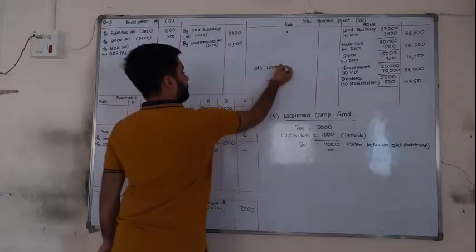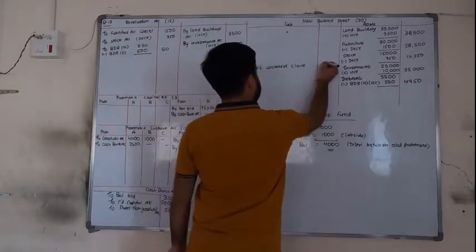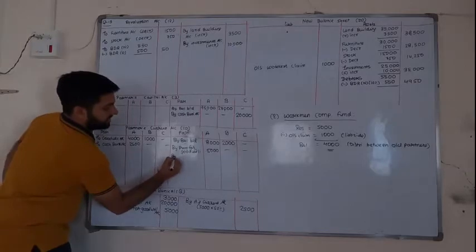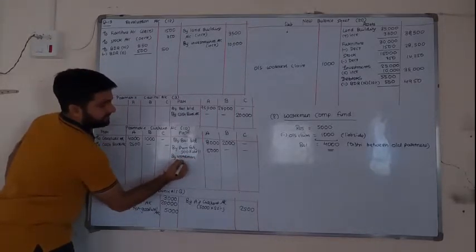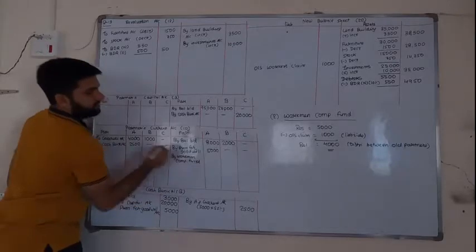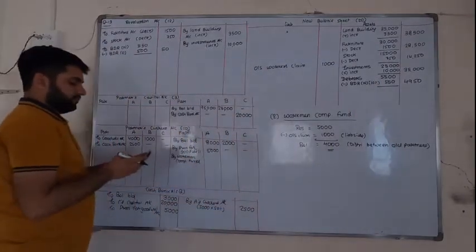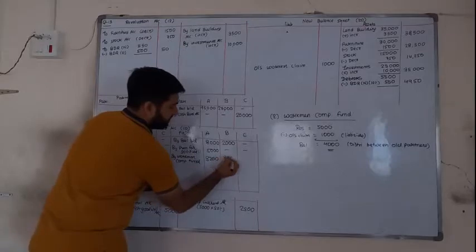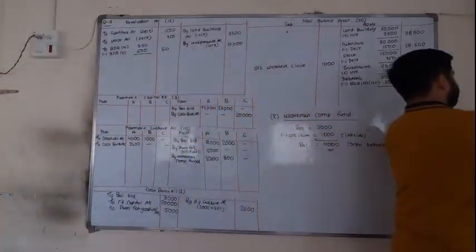Outstanding workers claim amount is 1,000 and 4,000 is to be distributed. So by workman compensation fund, 4,000 in ratio of 4:1. So 4,000 divided by 5 into 4, 3,200, 800. Last, sixth adjustment.